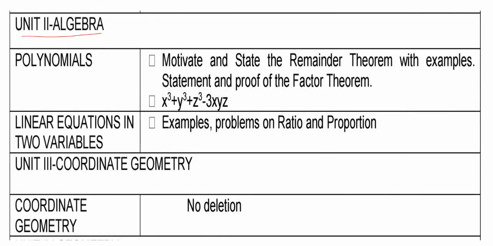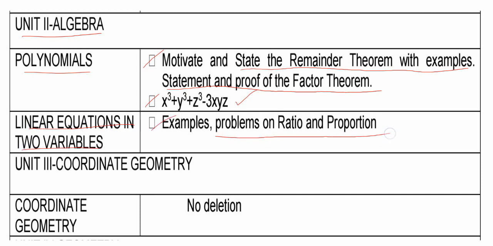Here, second unit, algebra. We have polynomials. In this, two things are deleted. First one, state the remainder theorem with examples. Statement and proof of the factor theorem. One more also deleted, x cube plus y cube plus z cube minus 3xyz. This formula we have in polynomials. This formula is also deleted.